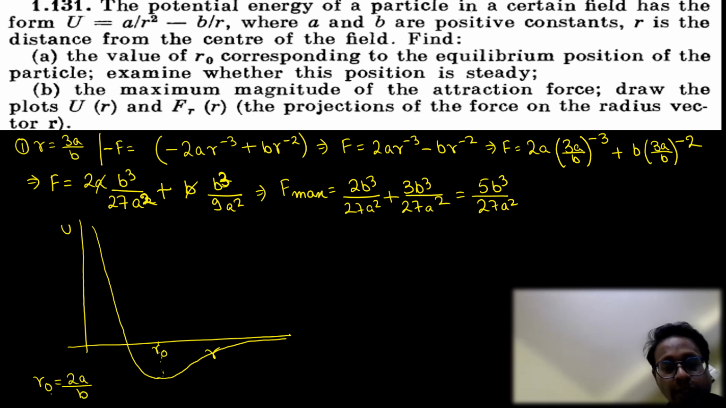Now the question also asks us to draw the force versus r graph. In the force versus r graph, the force will be 0 at r naught. This is the equation of force. At r is equal to 0, it will tend towards infinity, and at r naught it will have this value.